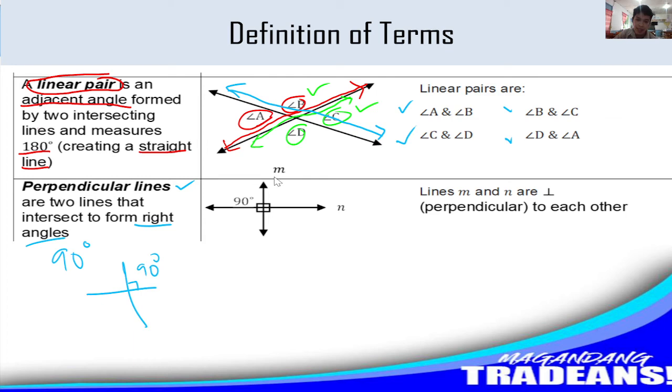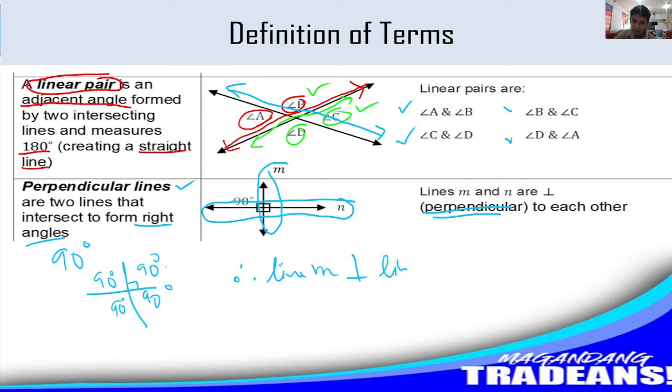Take a look at this. Line M, this one, and line N, this one, intersects with each other. And yung measure nila is 90 degrees. Kung 90 degrees dito na side, 90 degrees dito, 90 degrees din dito, 90 degrees din dito. Obviously, they created a perpendicular line na tinatawag. Therefore tayo, ang line M is perpendicular to line N. Okay, yan po yung sagot dyan.